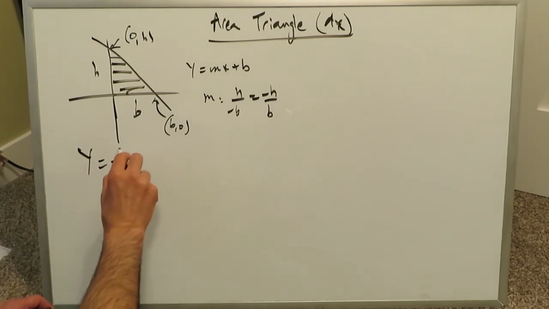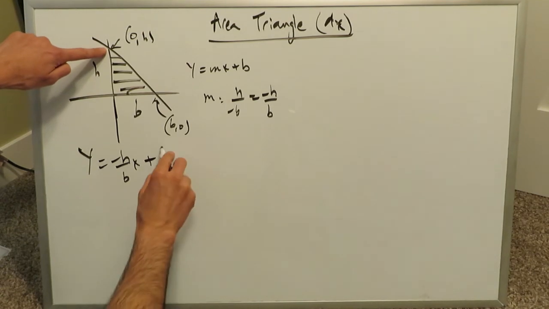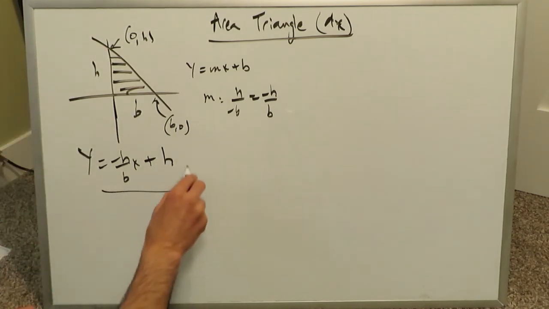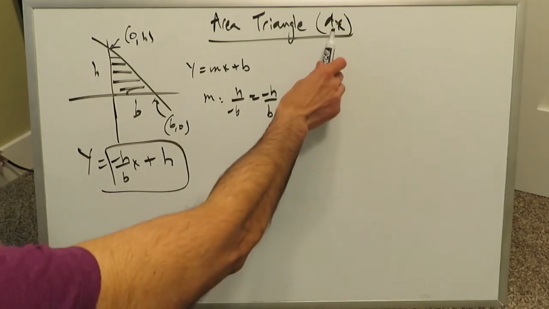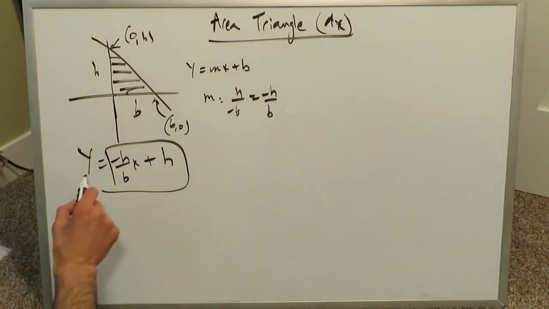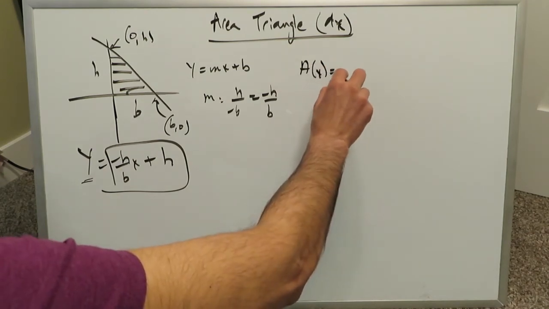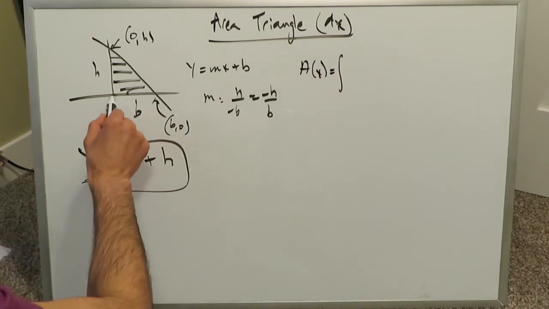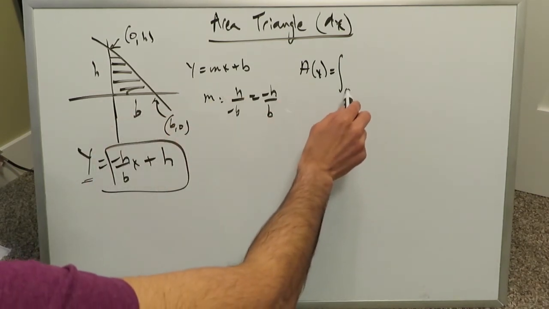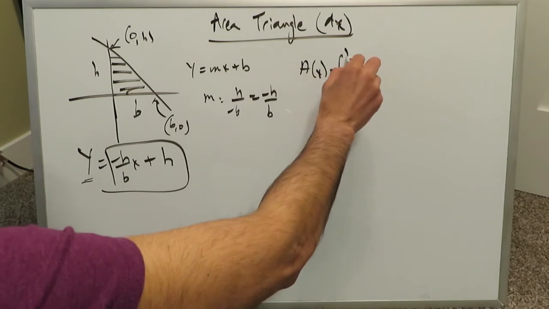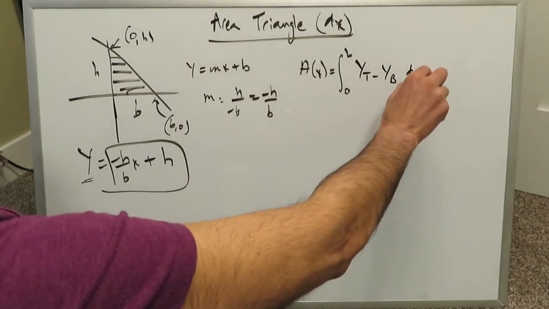So y is equal to minus h over b x plus, what's your y-intercept? This right here is my y-intercept, which is just h. This right here is my line, which will come very much into this formula. Since we're looking at this with regards to dx, equations must be in the y equals format, which they are. Our formula will be area with regards to x. We'll be looking at an interval along the x-axis, lower limit 0 to upper limit b, of yt minus yb with respect to dx.